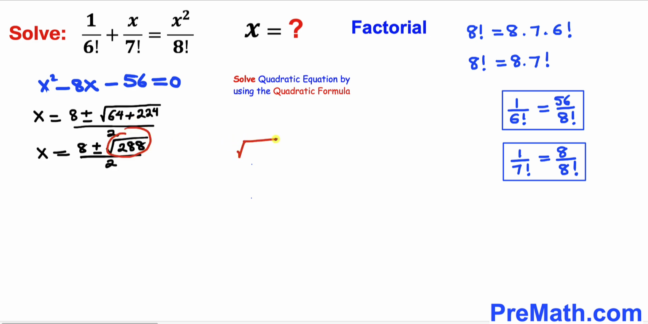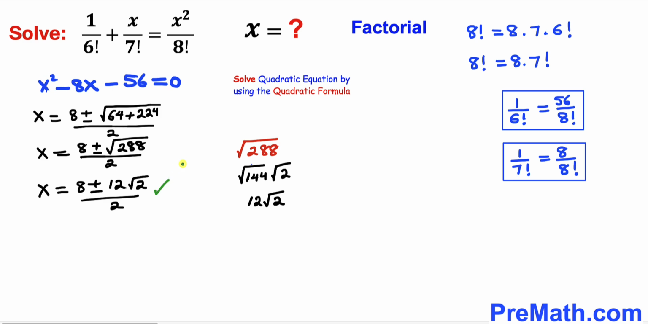And now let's focus on this radical part. I can write down square root of 288, and 288 could be written as 144 times 2. So therefore we can break it down as square root of 144 times square root of 2. And now we can see the square root of 144 is 12. So therefore this could be written as 12 times square root of 2. So therefore I can replace this whole radical with 12 times square root of 2, as you can see in this next step.